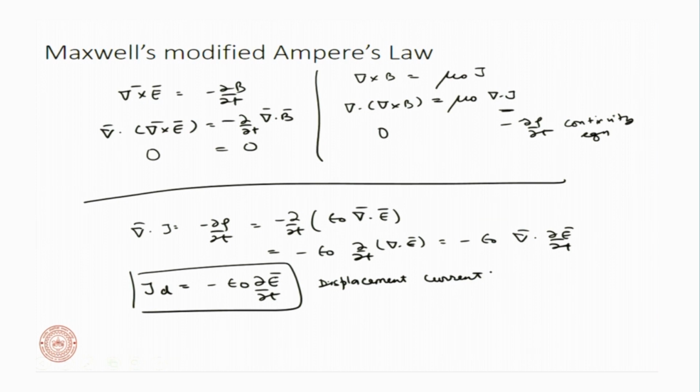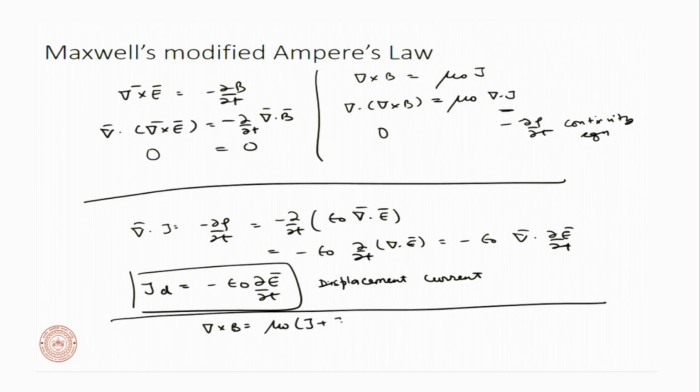This term can be added to our original Ampere's law, and the Ampere's law can be modified. So, the modified form of the Ampere's law would be: del cross B is equal to mu naught of J plus this JD, which is equal to mu naught of J plus epsilon naught mu naught of del E by del T. This is our Maxwell-Ampere's law.